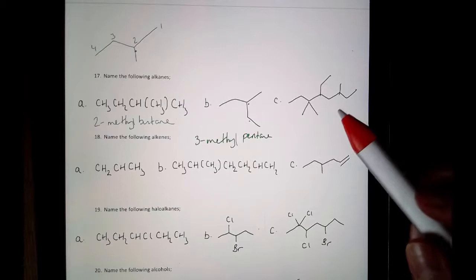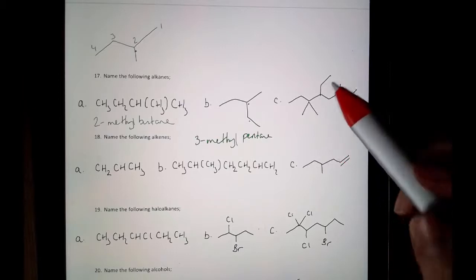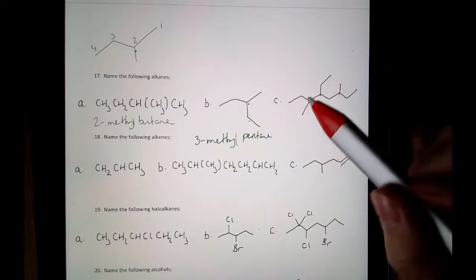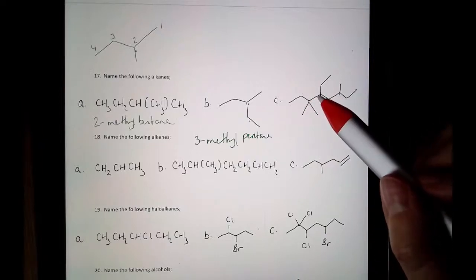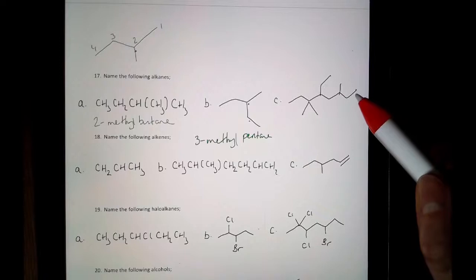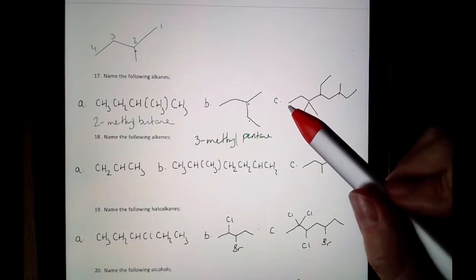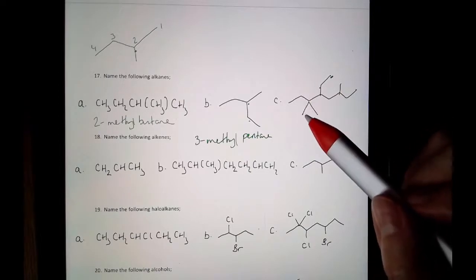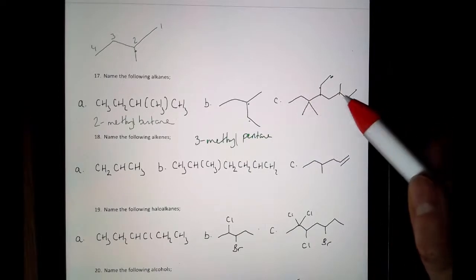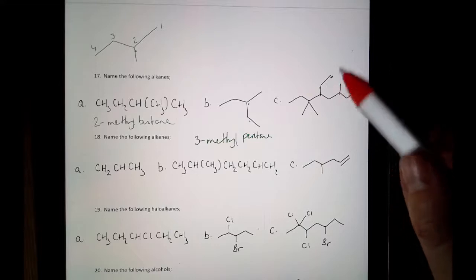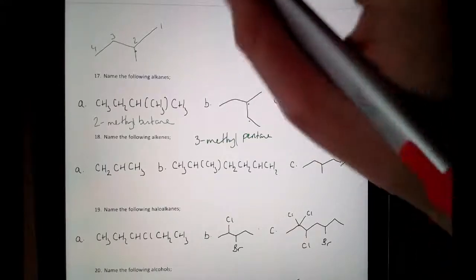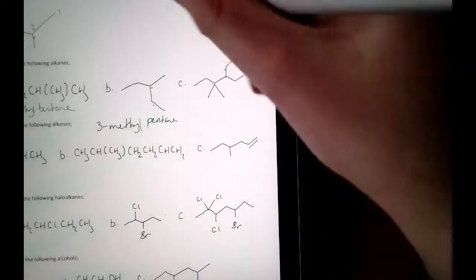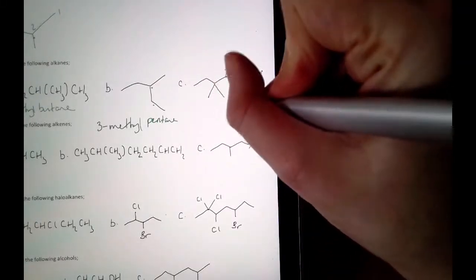This next one here looks a little bit more complicated. Again, you need to make sure where your longest chain is before you start naming. If I just go from left to right, I get 1, 2, 3, 4, 5, 6, 7, 8 carbons. If I try and go a few other ways, 1, 2, 3, 4, 5, 6, that's not longer. 1, 2, 3, 4, that's not longer. 1, 2, 3, 4, 5, 6, 7, okay? But I'm not getting any longer than 8. So just going from left to right gives me 8 carbons. So that's going to be octane.